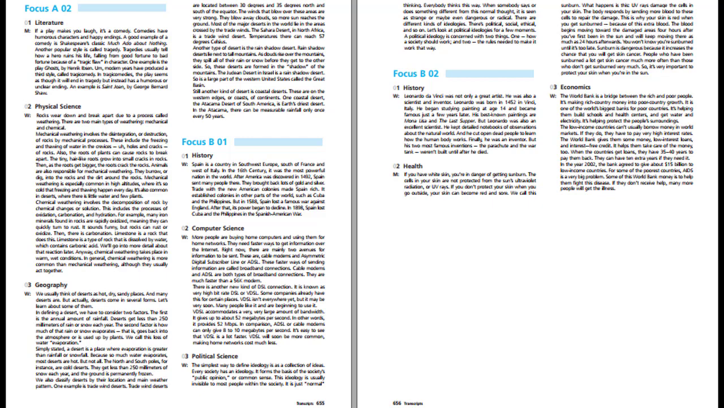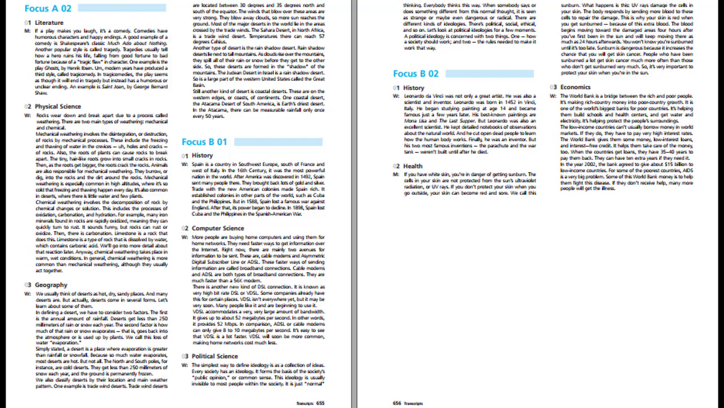Trade wind deserts are located between 30 degrees and 35 degrees north and south of the equator. The winds that blow over these areas are very strong. They blow away clouds, so more sun reaches the ground. Most of the major deserts in the world lie in the areas crossed by the trade winds. The Sahara Desert in North Africa is a trade wind desert. Temperatures there can reach 57 degrees Celsius.